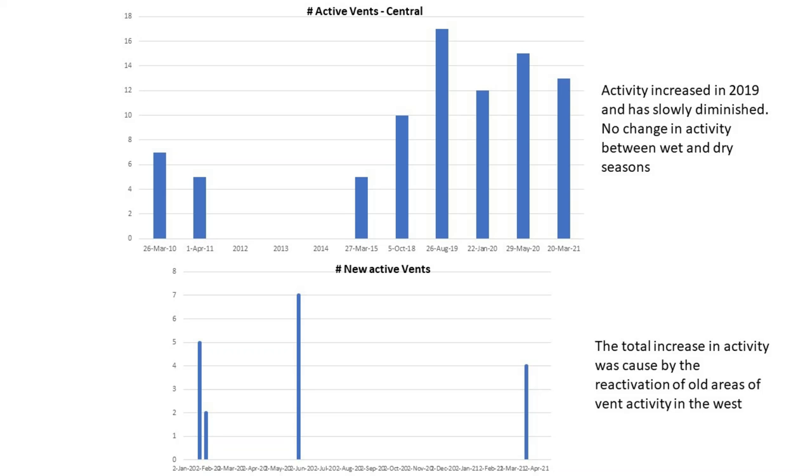Activity in the central area increased in 2019 and has slowly diminished. There is no difference in activity between the wet and the dry seasons. In the western area, reactivation of old vents took place in January 2020, and activity has slowly declined over time.